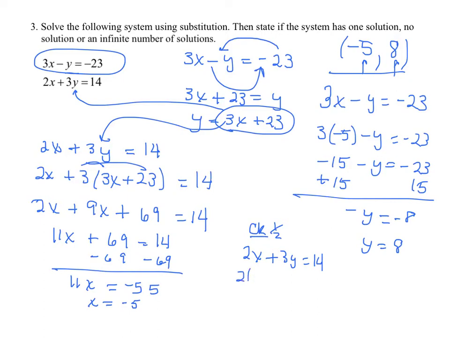So 2 times negative 5 plus 3 times 8 equals 14. You betcha. And that checks. Because in my mind, a lot of times I do like a little mini check. So this system has one solution, and it's a consistent system.